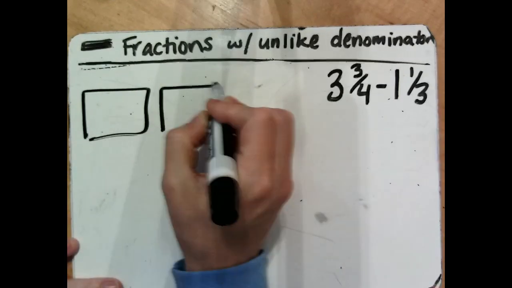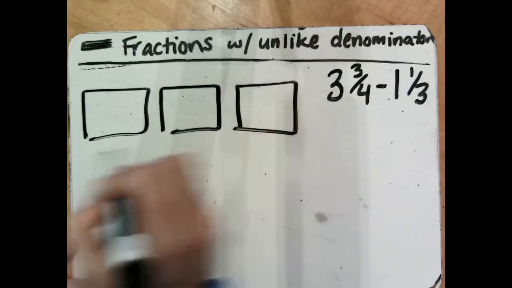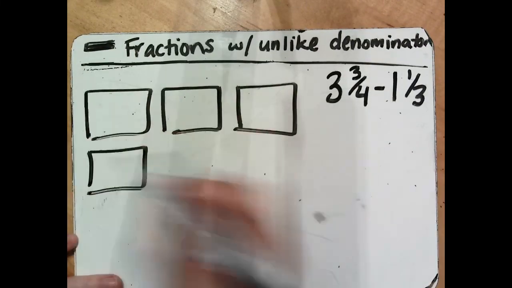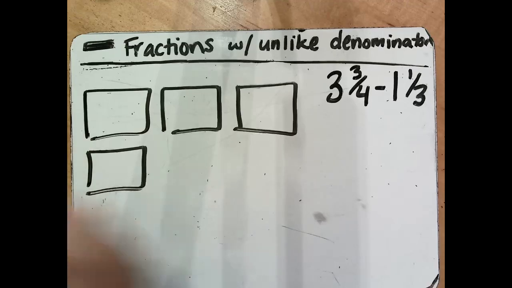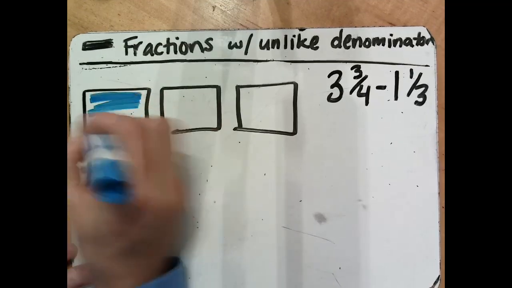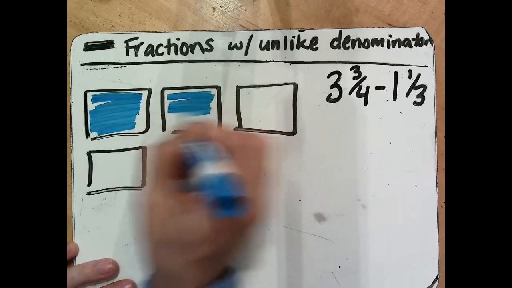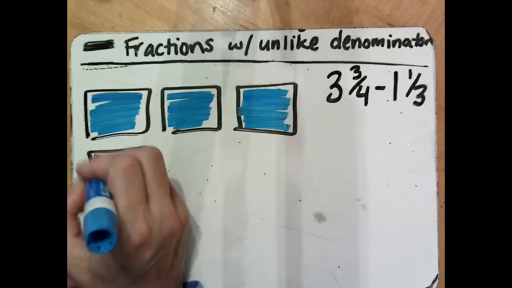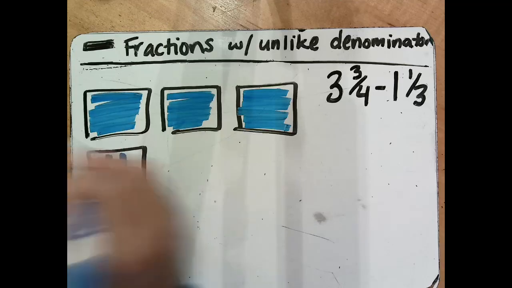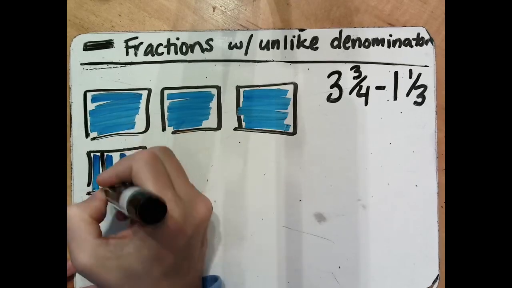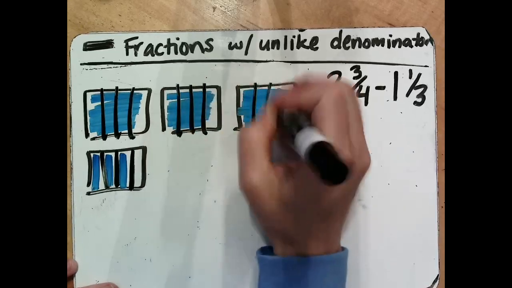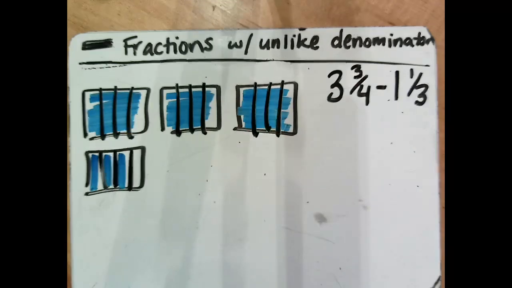So I'm going to draw my fractions. I've got 3 3/4. I'm going to actually break this up into 3 wholes and 3/4. So I'm going to color in my wholes: 1 whole, 2 wholes, 3 wholes, and then I'm going to have 3/4: 1, 2, 3. Okay, so I've got 3 3/4.